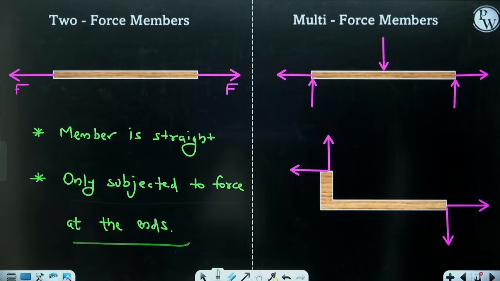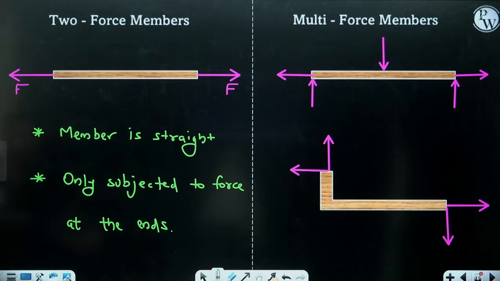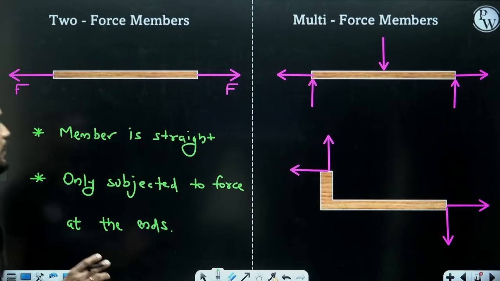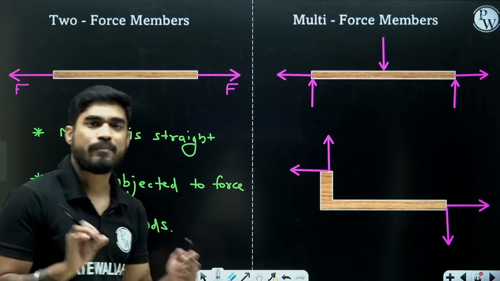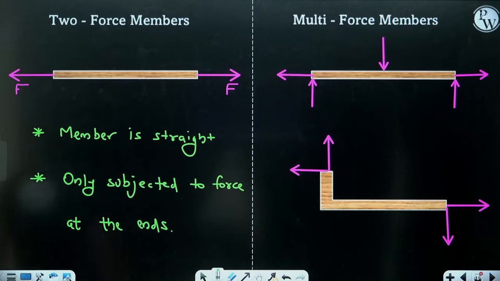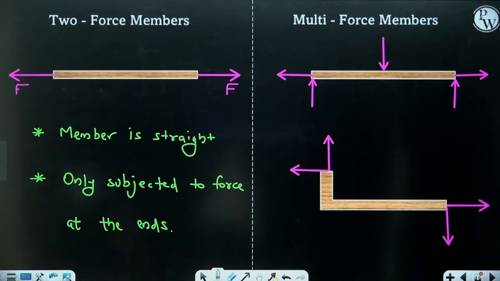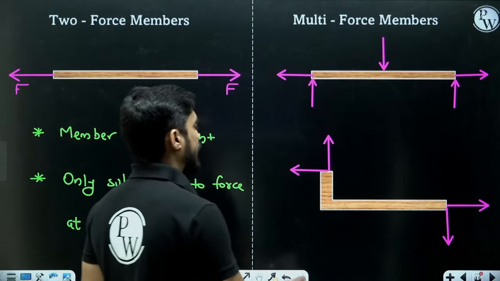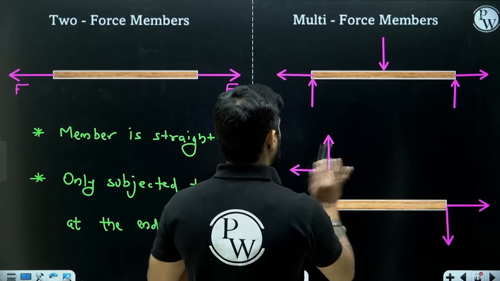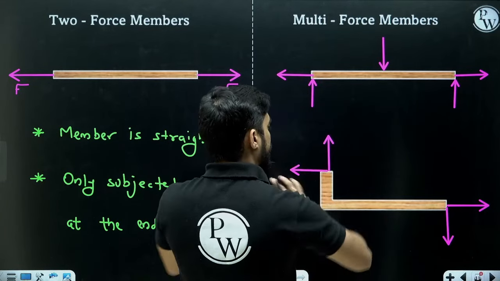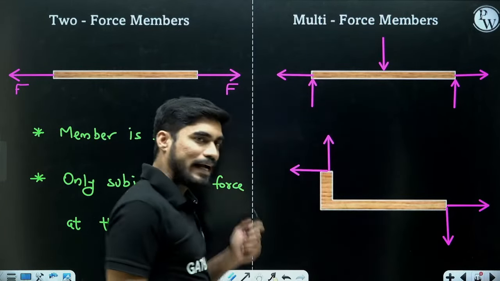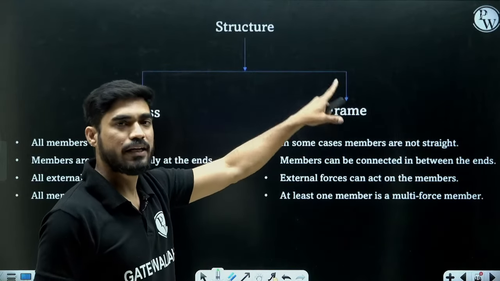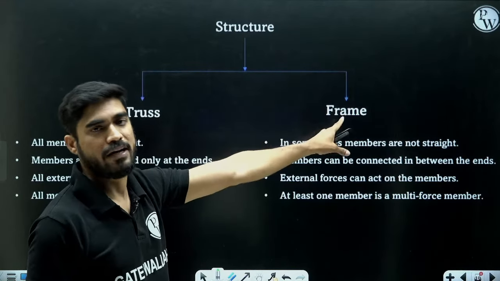I hope you understand now what is a truss and what is a frame. What is the criteria to be a truss? All members must be two force members. What is the criteria to be a frame? At least one member is a multi force member. Even if one member is a multi force member, the procedure of solving the problem becomes completely different. That is why we have to consider it a different entity, frame.